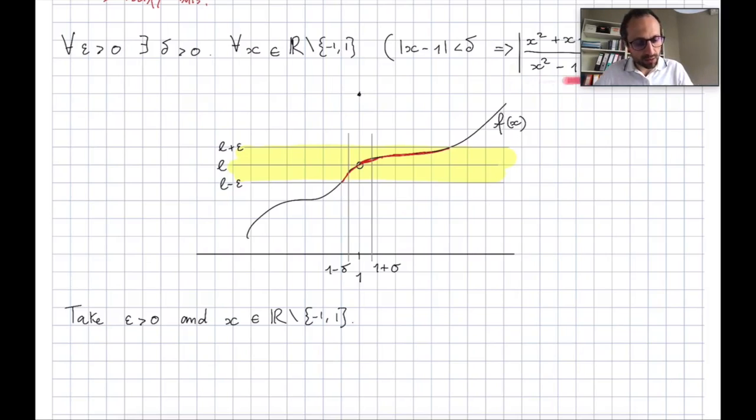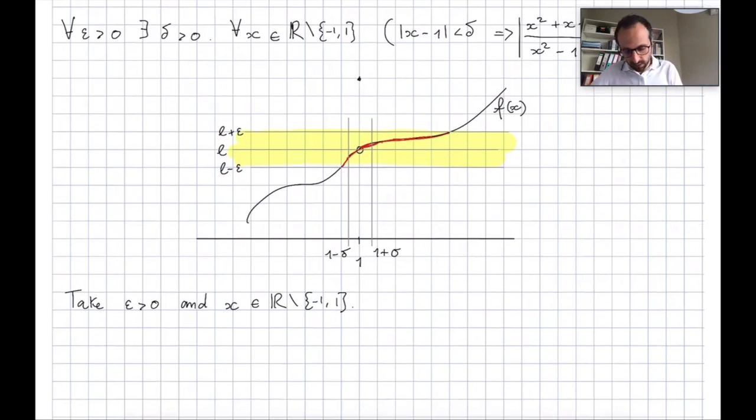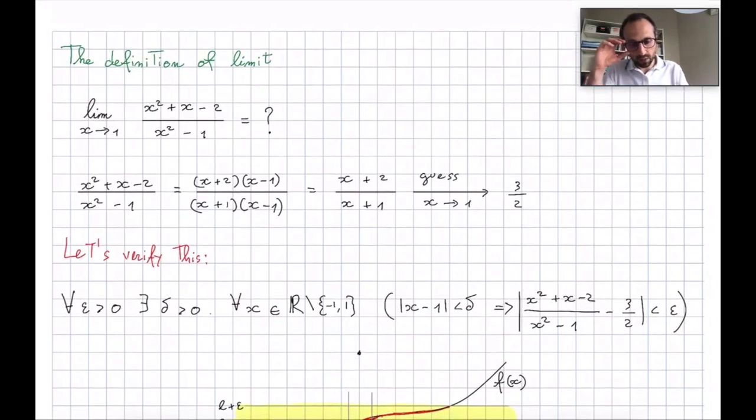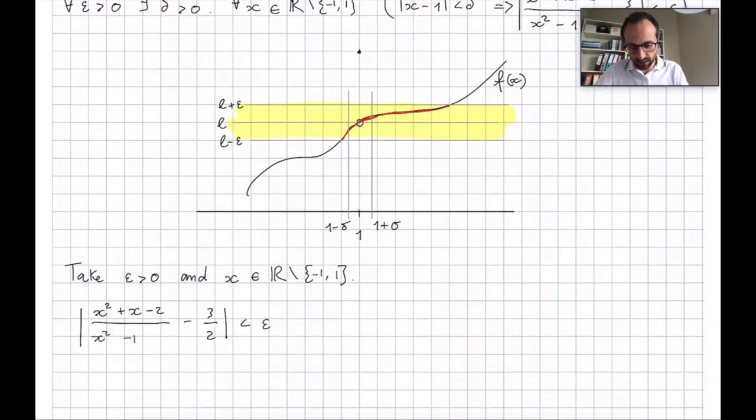In other words, we try to understand what it means for f to be in the yellow region here. So let's do the calculation. I'm just asking that (x squared + x − 2)/(x squared − 1) − 3/2 is less than epsilon. How can we simplify this? Well, we go up and remember that we already did this calculation, and my function f of x can be simplified into this simple fraction. So let's write this.